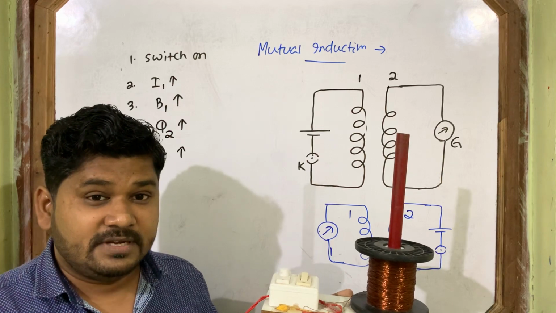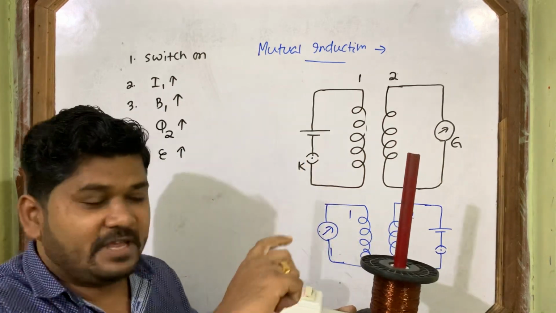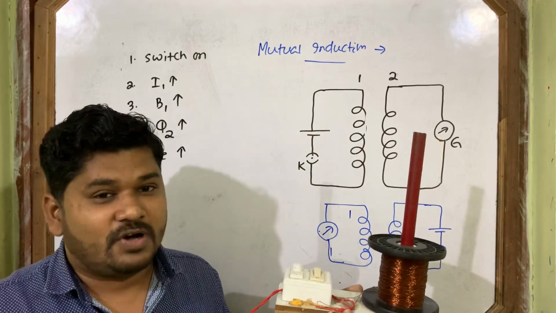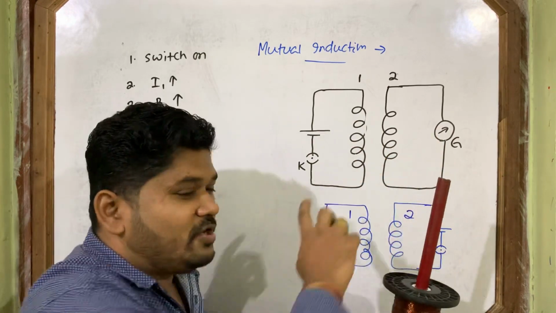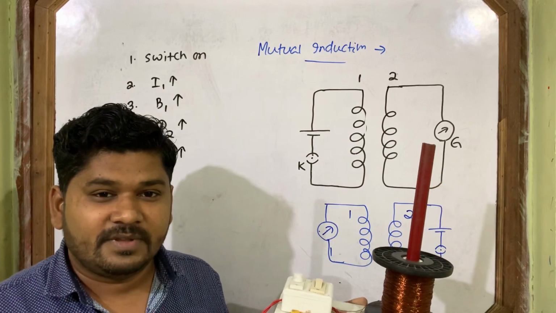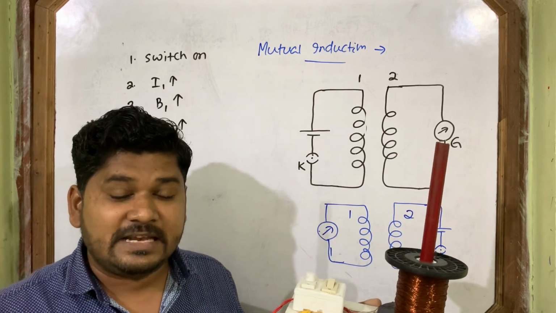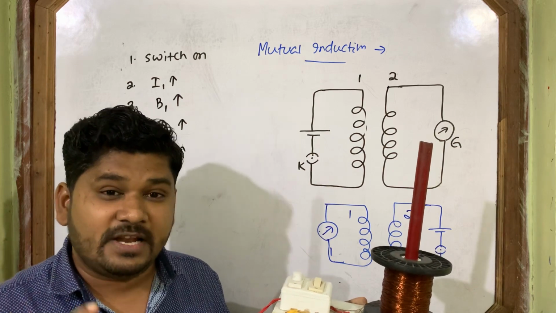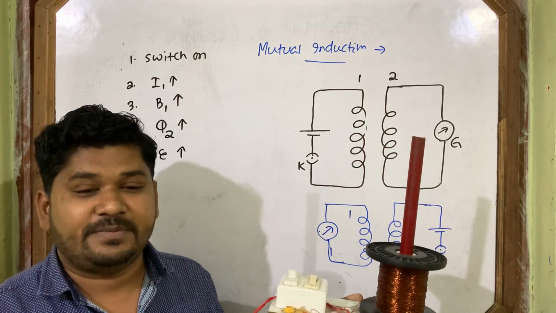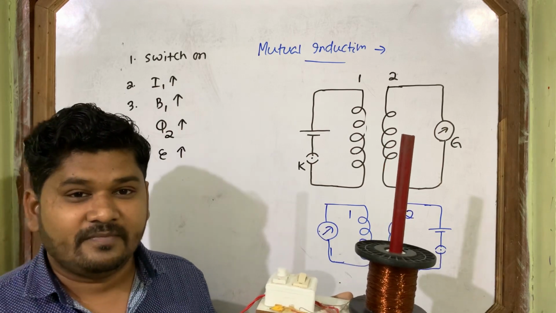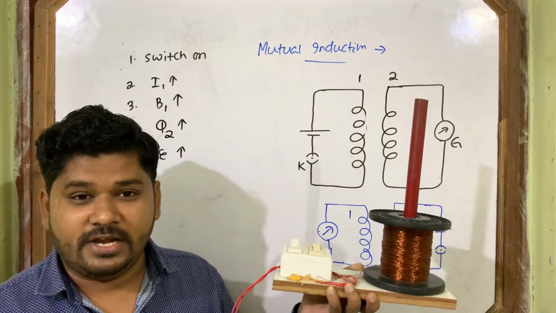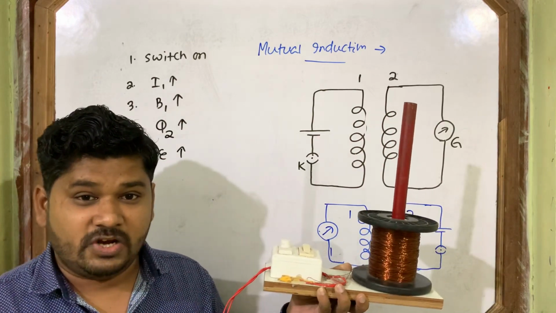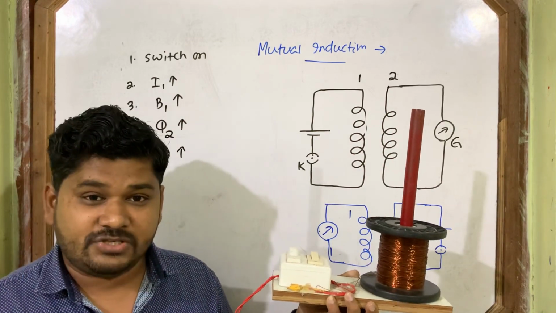But if AC is connected in place of DC, it always changes. So it will always show the property, and the galvanometer always shows deflection. So for mutual induction and self-induction, when alternating current is connected, we can always see that property. I have connected alternating current here. This is 220 volt home supply alternating current. If I touch it, I will get a shock.